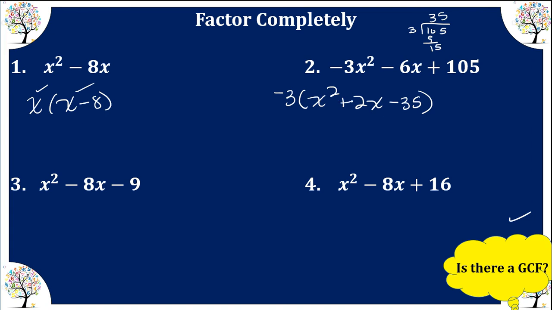Okay, so now let's see if this trinomial can factor. It may not, and we may be done right here. So we have 1 times negative 35.